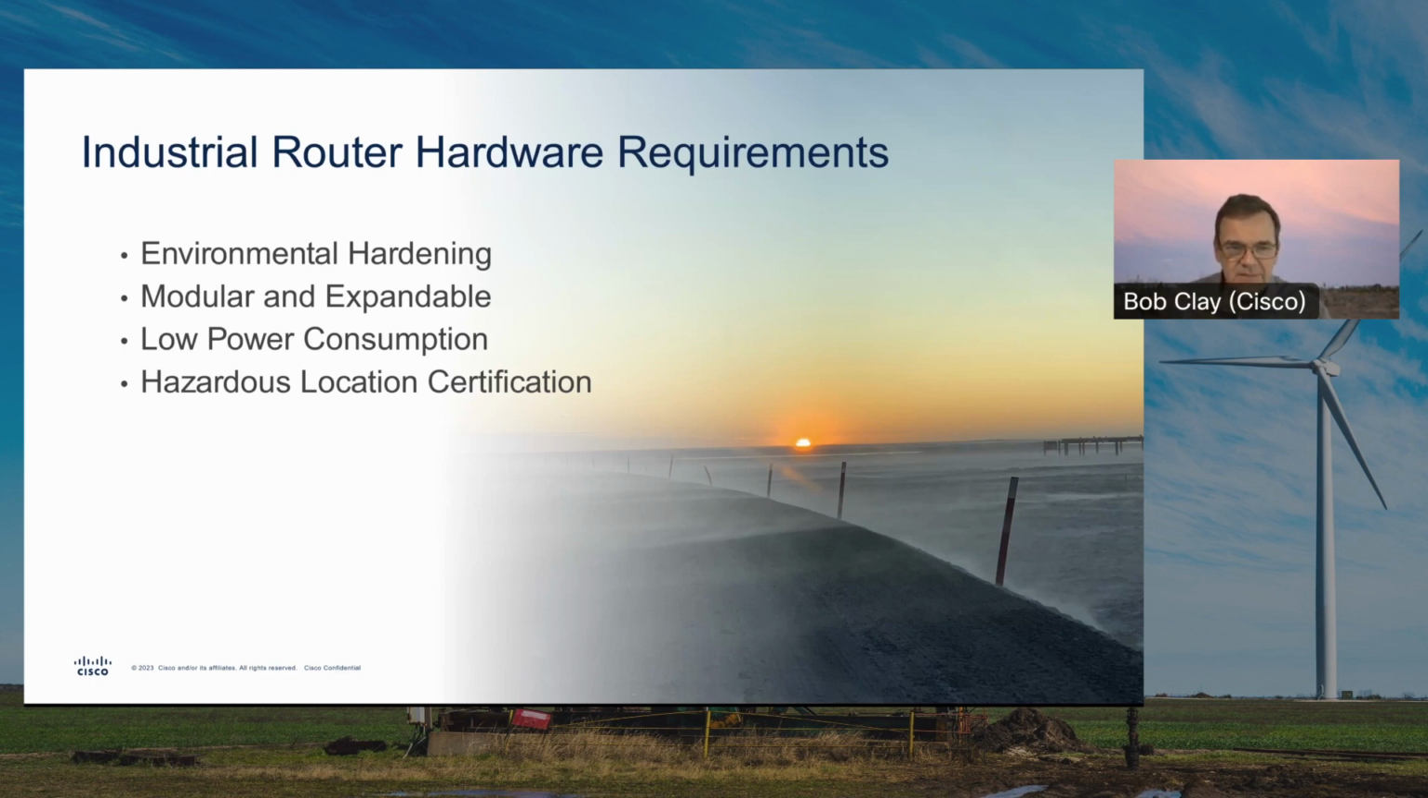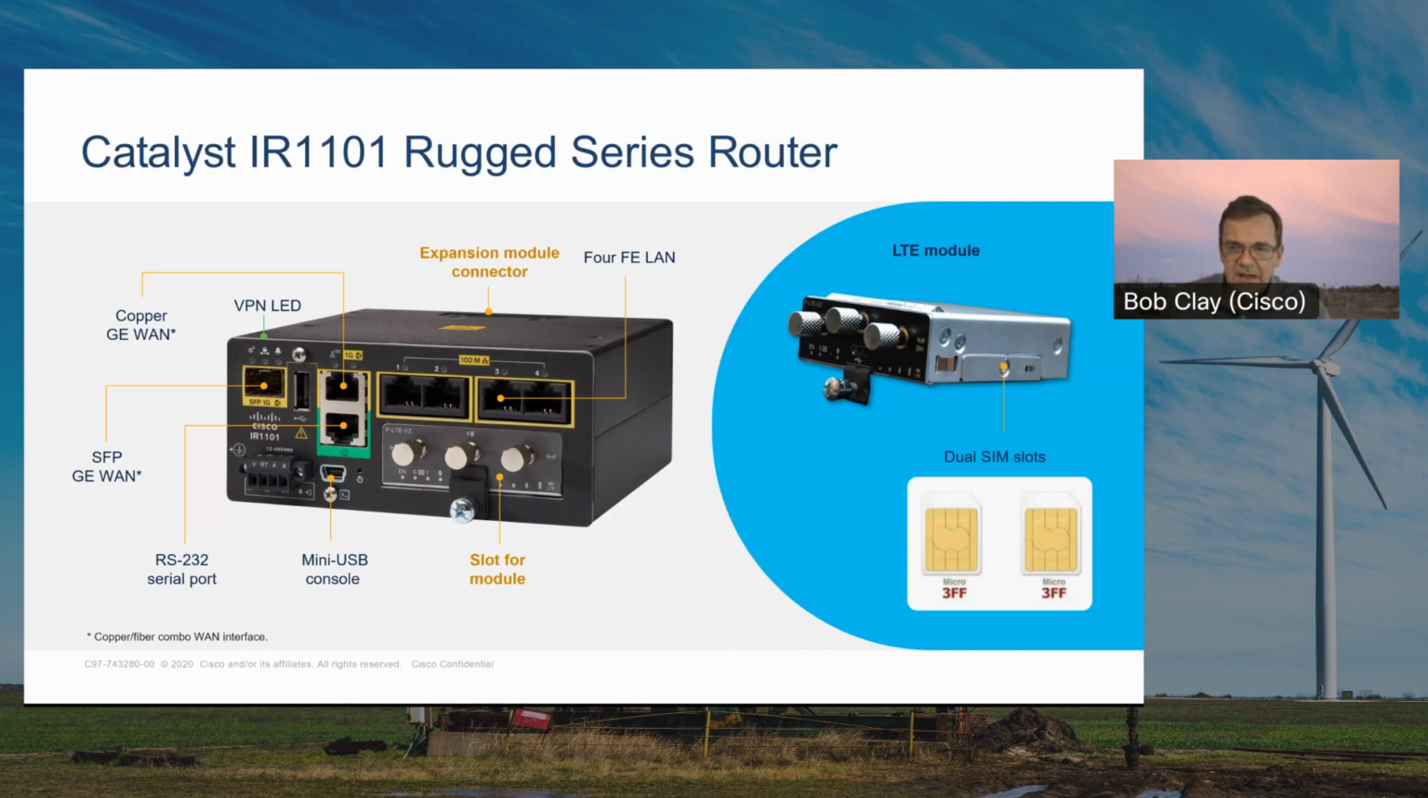in environments where a certain installation process is followed. And I'll just cover 2 examples of our industrial hardware, our rugged series routers here. This is the IR1101, and you can see it has 4 Fast Ethernet LAN ports. It has a slot at the bottom for a cellular modem or a LoRaWAN module or other modules we may come up with. It's got a single GigE WAN port. It's actually a combo port, so you can use either an SFP for fiber connectivity or a copper port. There's a copper port as well, and it also has an RS-232 port.